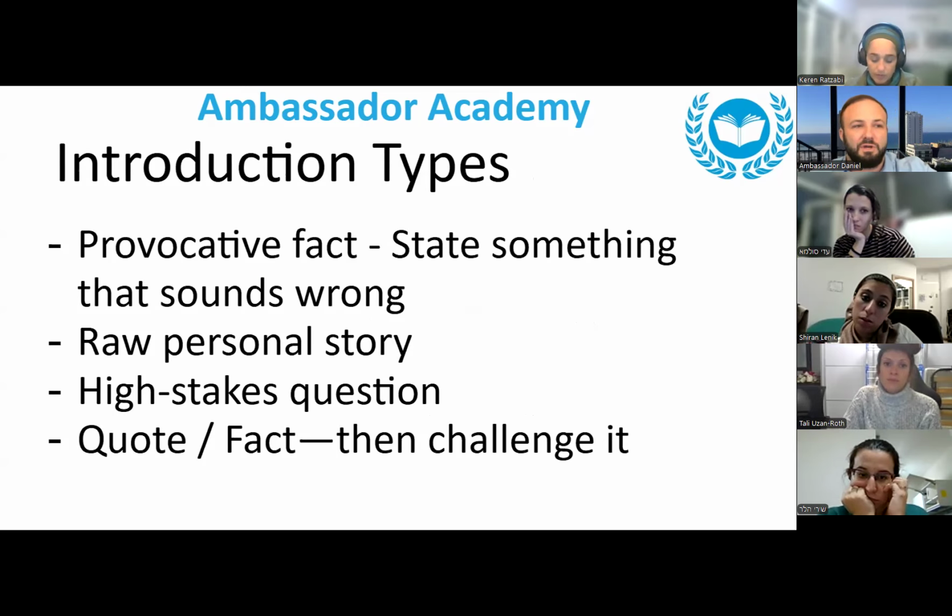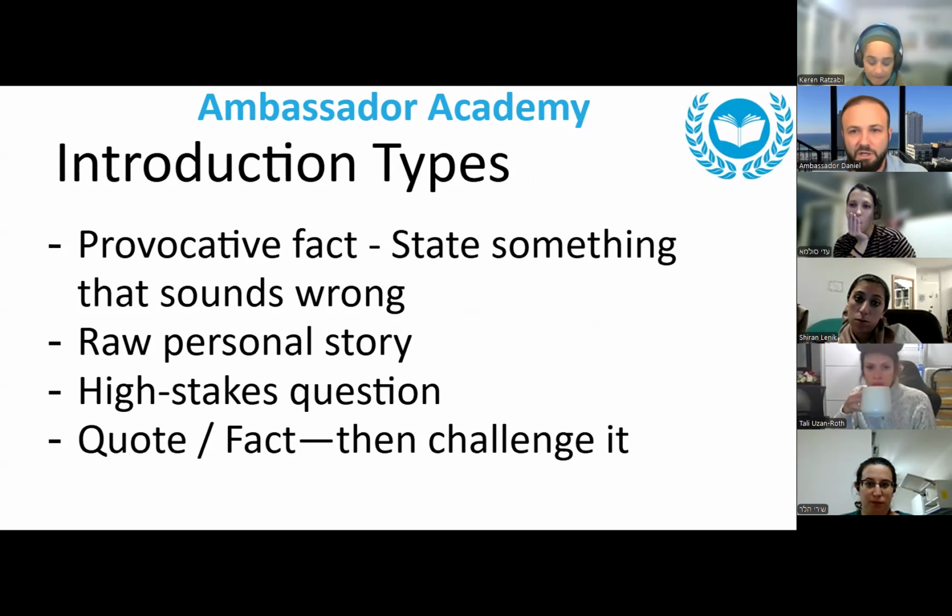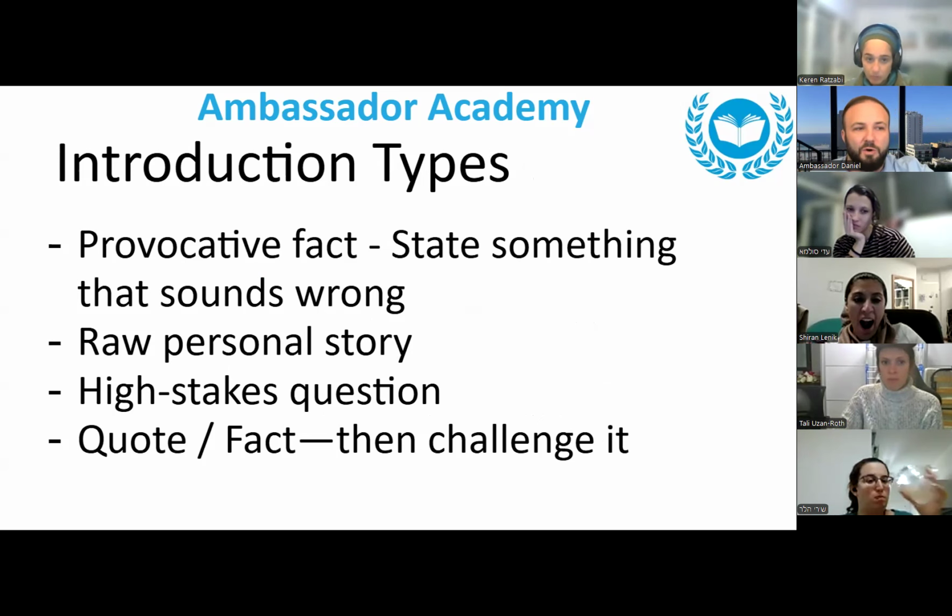So there are four introduction types. One is provocative facts. Number two is a raw personal story, which again is separate from the personal story because you don't get into all parts of the story. But it can also be a raw opening of a personal story that you call back to later. Number three, a high stakes question, or number four, a quote or fact which you then challenge. All right. These all are pretty self explanatory, but I will go through them pretty quickly.